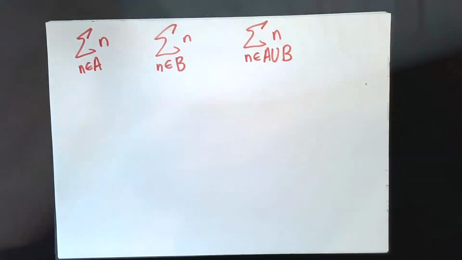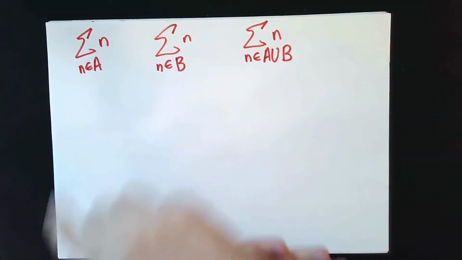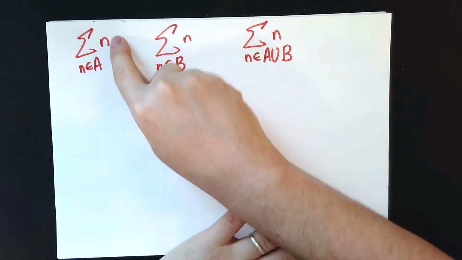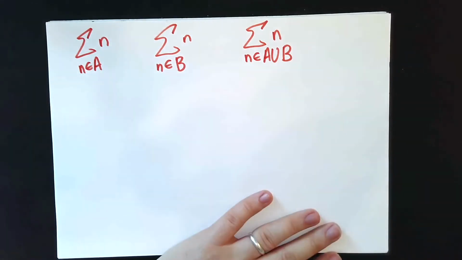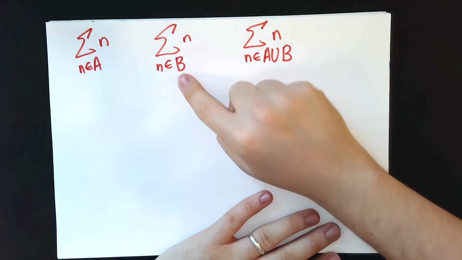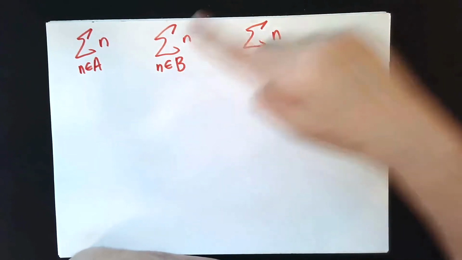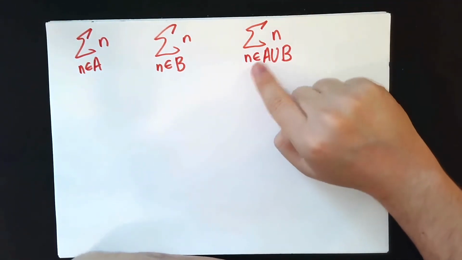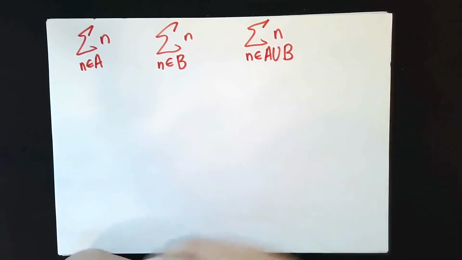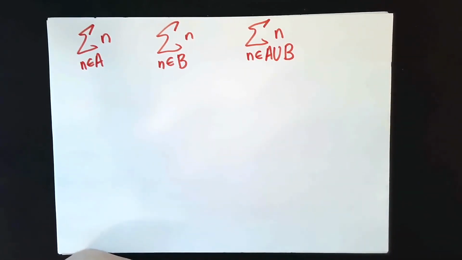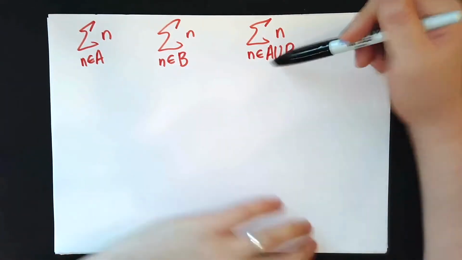So, let's drill down. I've written here 3 different sums. So one here, I'm summing across all the elements of some set that I've called capital A. Another, I'm summing across all the elements of some set I've called capital B. And in a third, I'm summing across all things in A union B. What do I want the relationship between these 3 things to be?